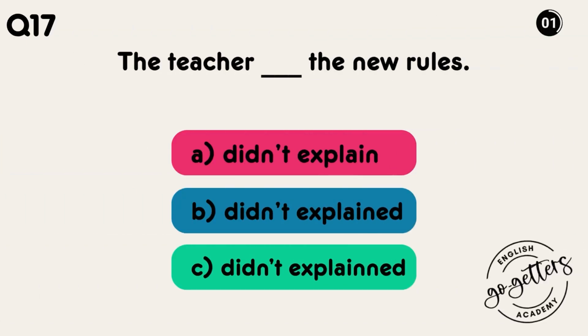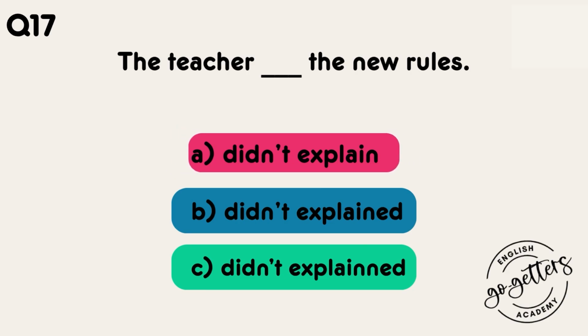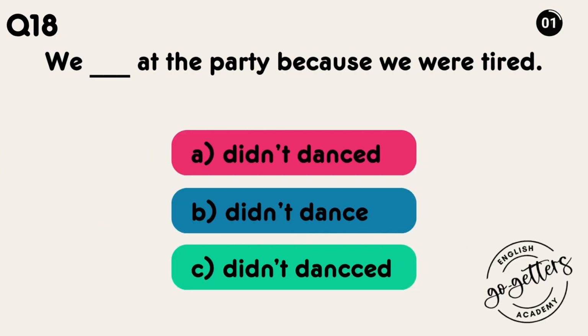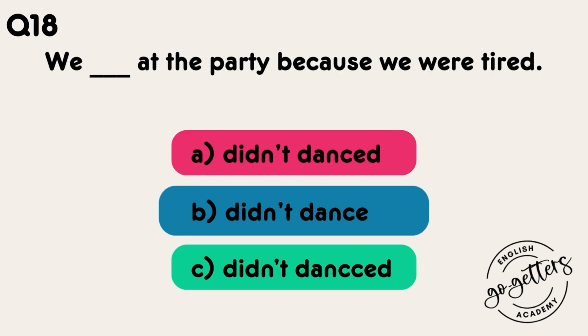Question 17. The correct answer is letter A. The teacher didn't explain the new rules. Question 18. The correct answer is letter B. We didn't dance at the party because we were tired.